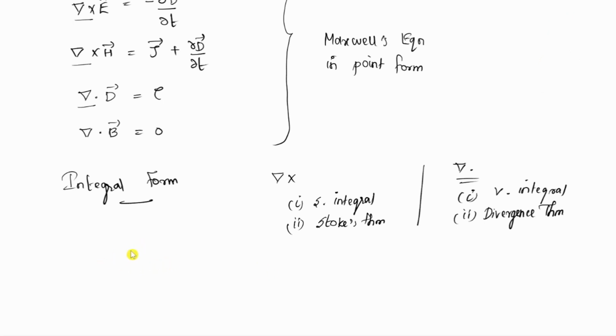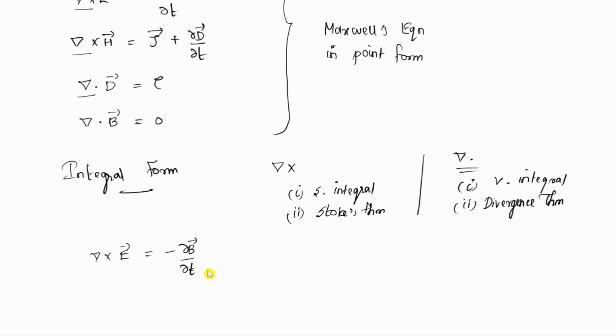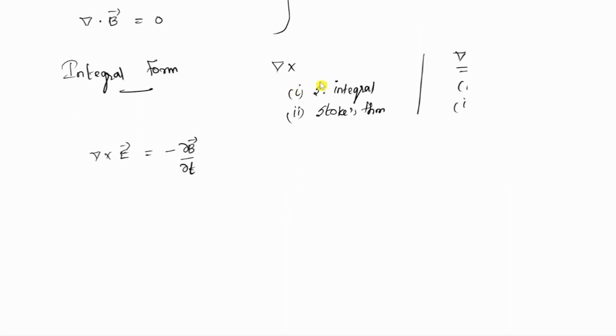So first let's take Faraday's Maxwell's law, okay, that is del cross E is equal to minus dou B by dou T. Since we have del cross in this equation, we have to apply first surface integral on both sides. So let us apply surface integral on both sides. Surface integral of del cross E dot ds. Okay. On the right hand side also we have to take the surface integral, that is minus dou B by dou T dot ds.